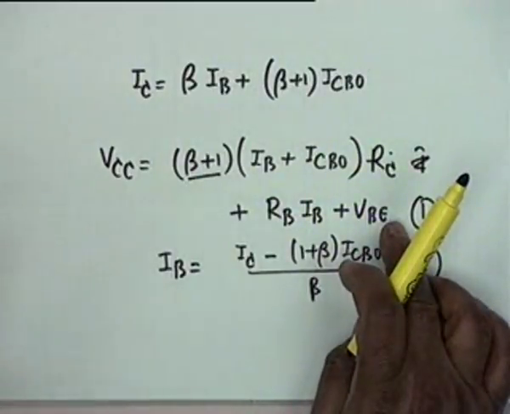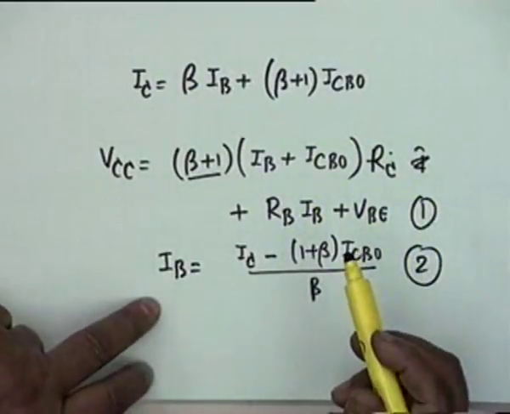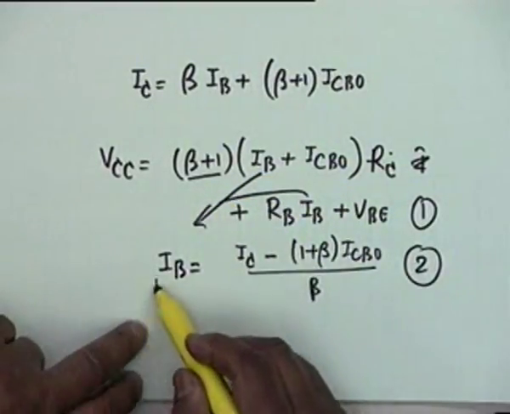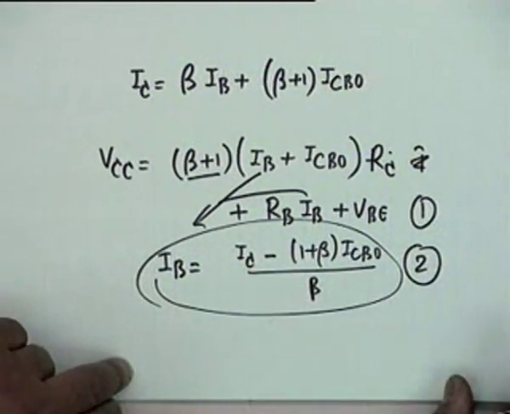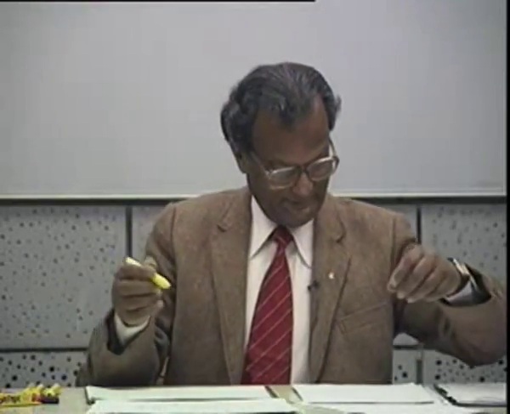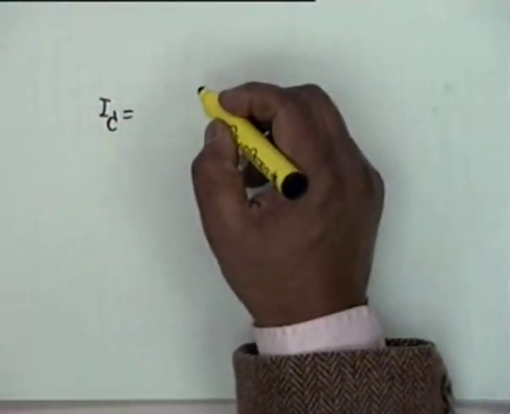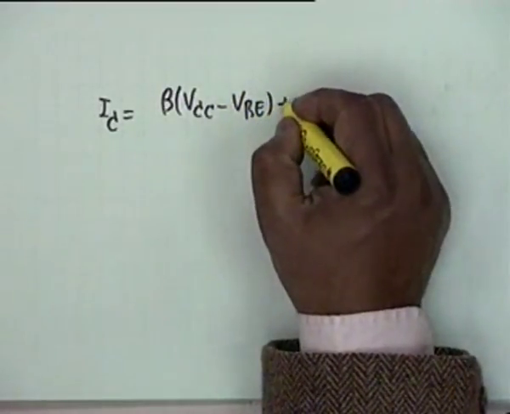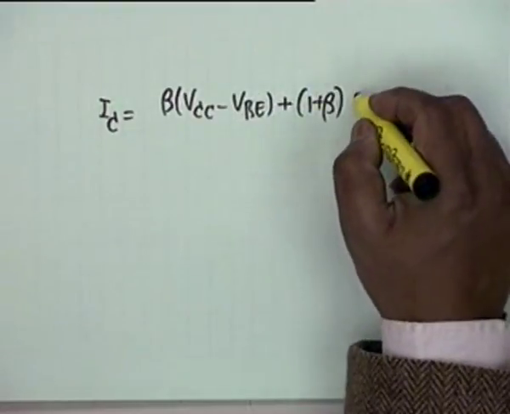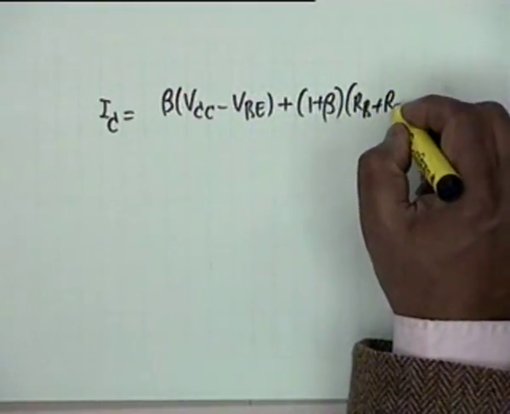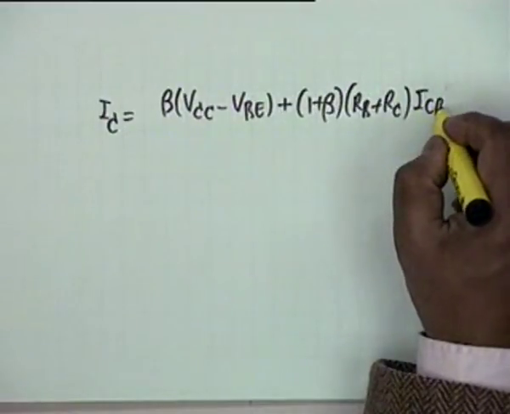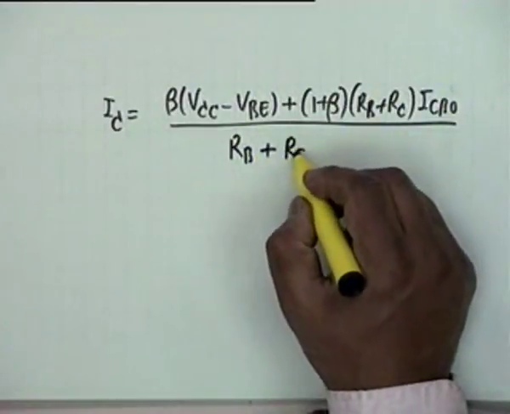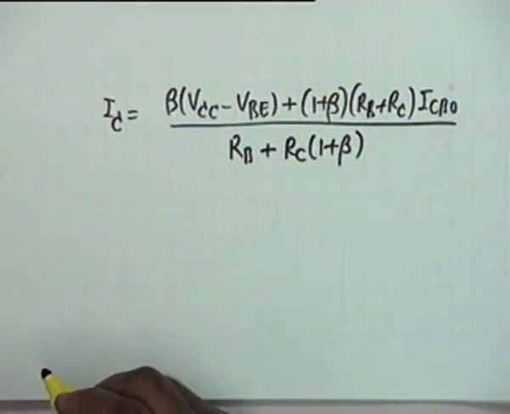But my purpose is not IB. My purpose is to find I sub C. So this IB and this IB must be replaced by this expression. Then after a bit of algebra, I hope my algebra is correct, I sub C comes as beta times VCC minus VBE, plus 1 plus beta times RB plus RC times ICBO, divided by RB plus RC times 1 plus beta.